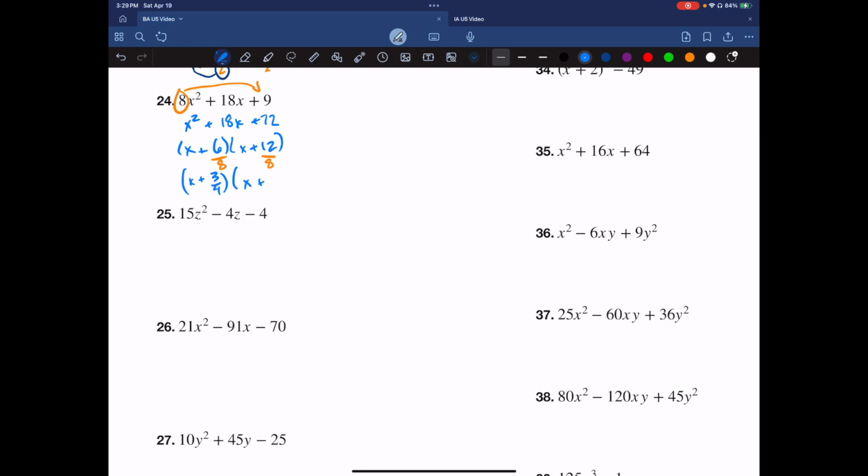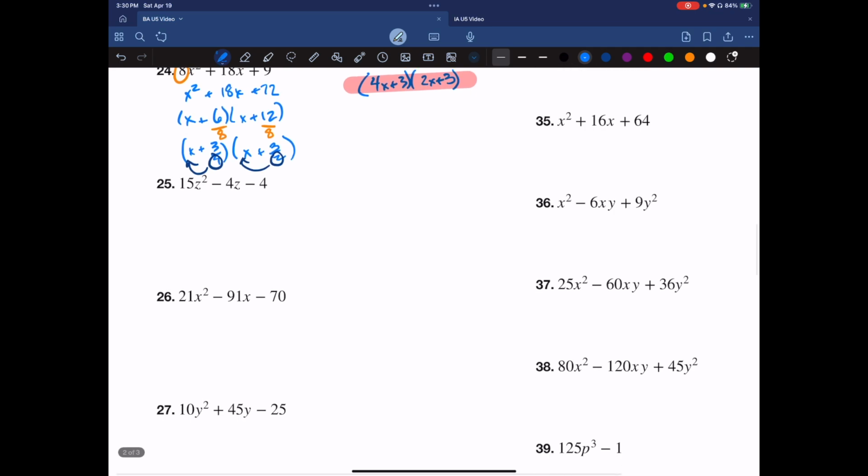This is going to be x plus 3 over 2. And then I'm going to kick up both of those. Okay, so it's going to be 4x plus 3, 2x plus 3. Okay. 25. Once again, I can't take anything out to begin with, so I just take the 15, take it to the back, and that's going to give me z squared minus 4z minus 60.